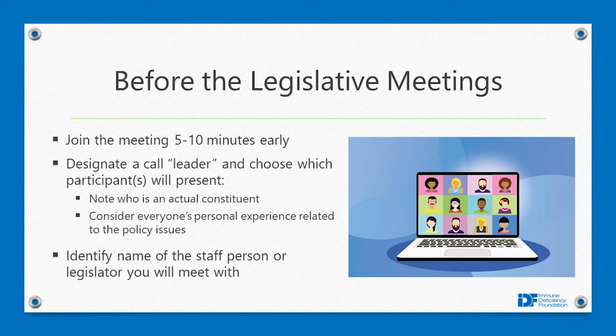Additionally, during that time that you're joining the meeting early, this is a great opportunity to designate a call leader for the meeting. And this is essentially the person who's going to be guiding that call as you meet with the office. So in each meeting, one individual will be an actual constituent of that office. So really encourage that individual to be the leader so they can speak directly with their representatives. And then lastly, before your meetings begin, go ahead and identify the name of either the staff person or the legislator that you'll be meeting with. It's just always a really good idea to go into those meetings knowing who's going to be on the other end of the line or the screen.